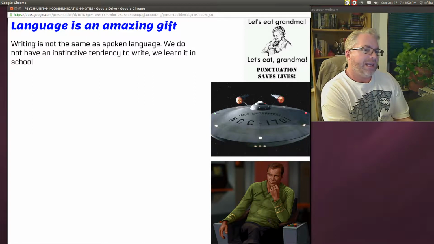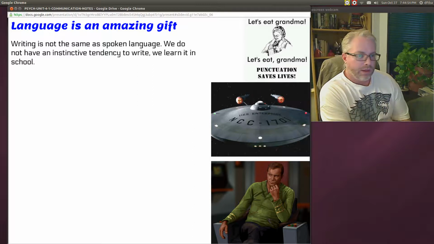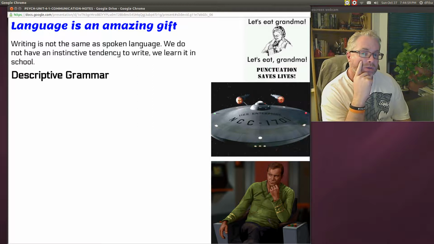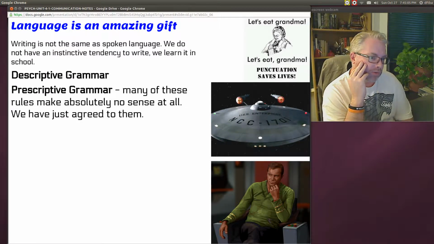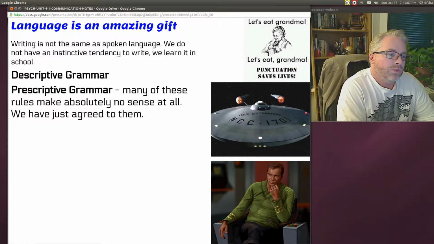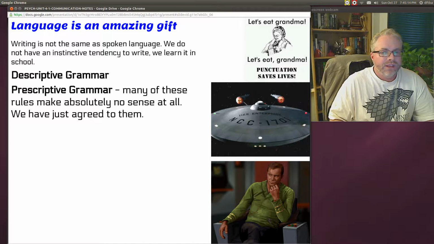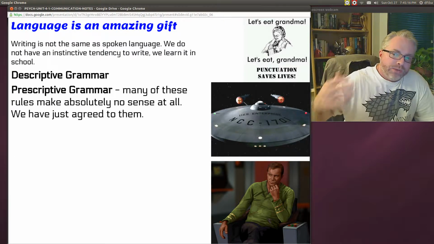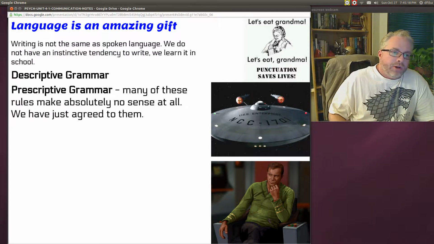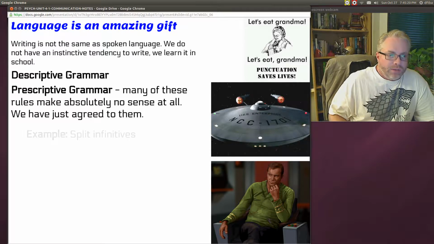So we do not have an instinctive tendency to write, as Darwin mentioned before, but we learn it in school and we're taught it as a way to function. We have descriptive grammar, which everybody's pretty familiar with. You're describing things. And then there's prescriptive grammar. Many of these rules make absolutely no sense at all. We just agree to use them. They're prescriptive. They're what society has told us we need to do. Descriptive grammar is just what we would use to survive in the world.